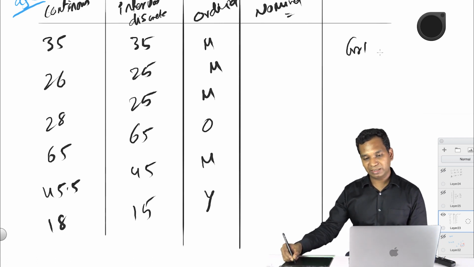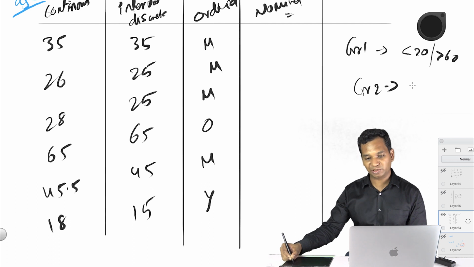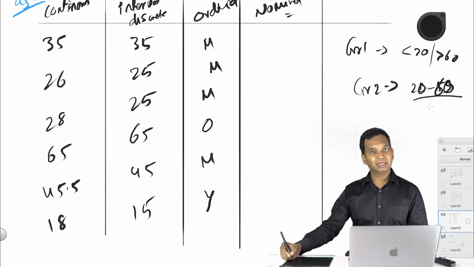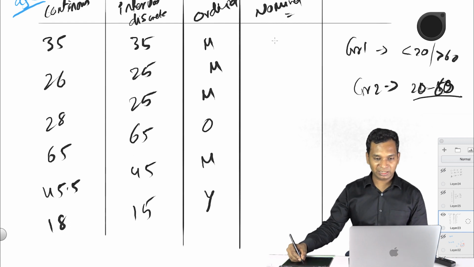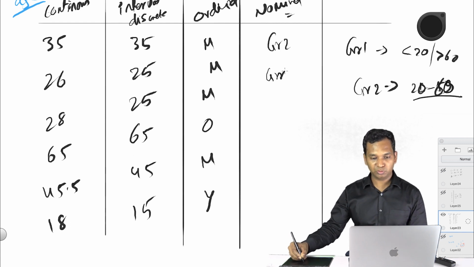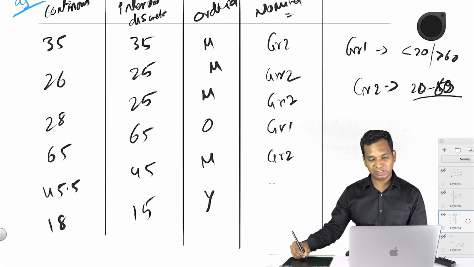Group 1 is actually people who are less than 20 or greater than 60. The rest are group 2. Between 21 and 59, or maybe 60, because I said greater than, I can actually take 20 as well. So anyone between 20 and 60 is group 2. So now I can simply say this is group 2, this is group 2, this is group 2, this is group 1, this is group 2, this is group 1.